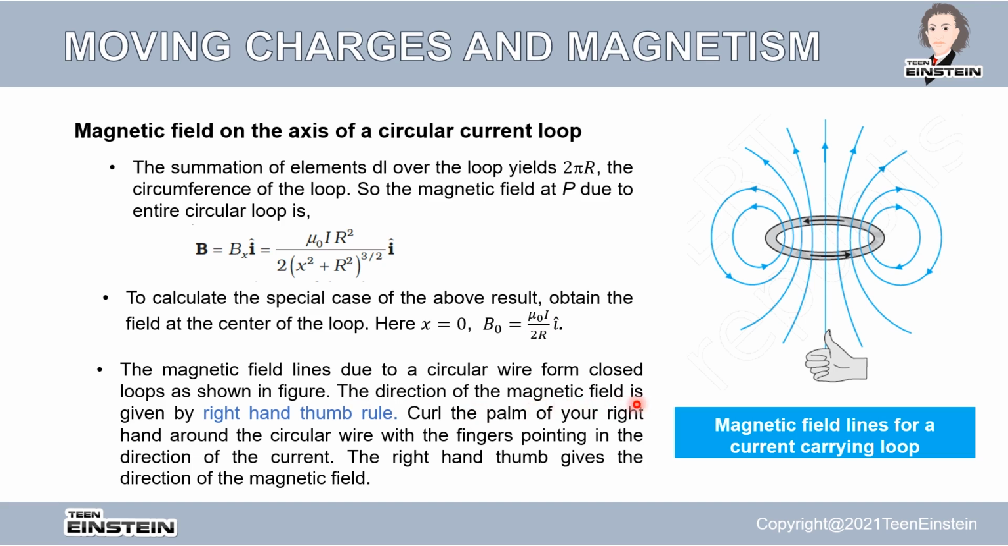The direction of this magnetic field is given by the right hand thumb rule. For example, if this is the current carrying loop, curl the fingers of your right hand around the circular wire with the fingers pointing in the direction of the current. The right hand thumb gives the direction of the magnetic field. So this is about the magnetic field produced by a circular current loop. First we took a small element and calculated the overall magnetic field. Then we also discussed the direction of the magnetic field produced by a circular current loop. Thank you.